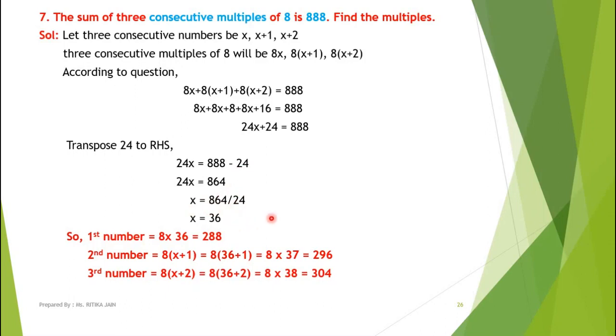Okay. So the first number you have got, that is 36. It is the factor. Okay. But we have to calculate the multiples, not the numbers. So the first multiple will be 8x. So put the value of x here. So 8 into 36, it will give you 288. Again the second multiple is what? 8 into x plus 1. Put the value. You will get 296. And the third multiple 8 into x plus 2 equals, it will give you 304.